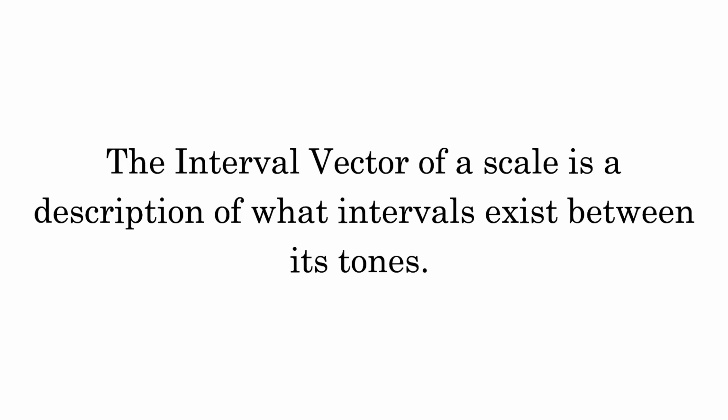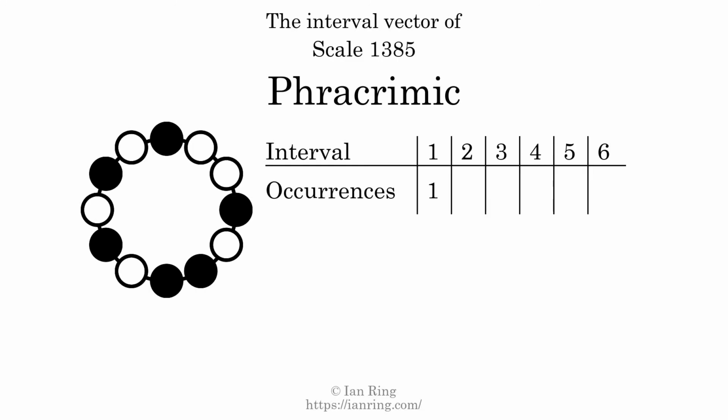The interval vector of a scale is a description of what intervals exist between its tones. There is one interval with a size of 1 semitone. It is here. There are 4 intervals with a size of 2 semitones. They are here, here, here, and here. There are 3 intervals with a size of 3 semitones. They are here, here, and here.